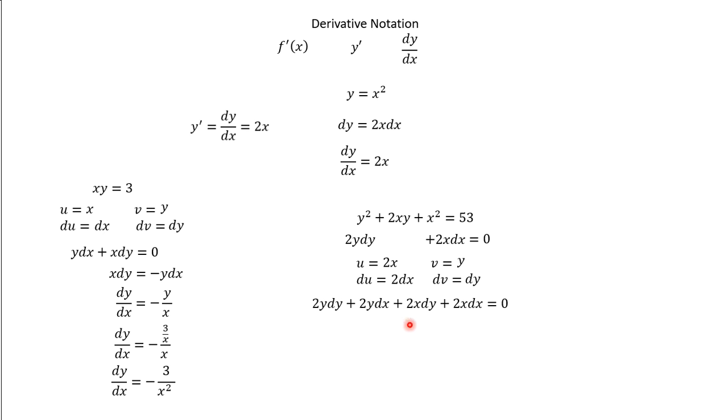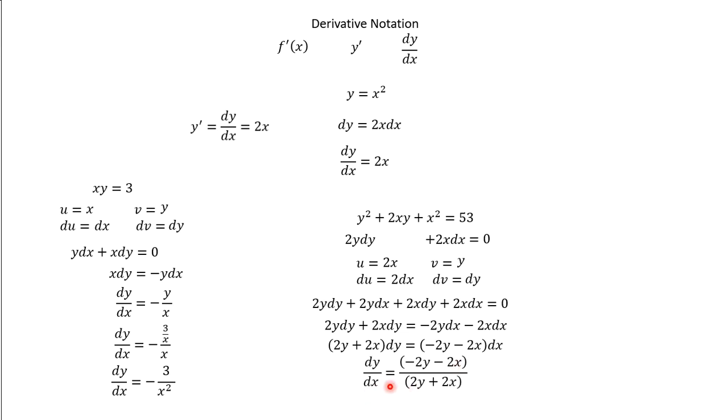But we can subtract our dx's over to get our dy's equal our dx's. That's negative 2y dx minus 2x dx because they were subtracted. Everything over here has a dy, which can be factored out. Everything over here has a dx, which can be factored out. And then we can divide. The dx will come over here, and then this whole chunk just goes in the denominator down here. So we have dy over dx equals negative 2y minus 2x over 2y plus 2x.